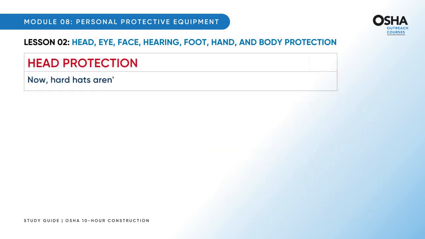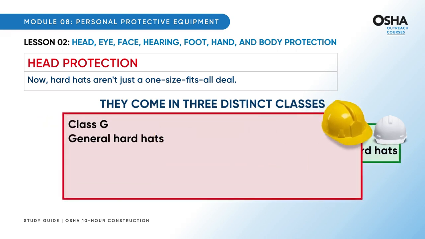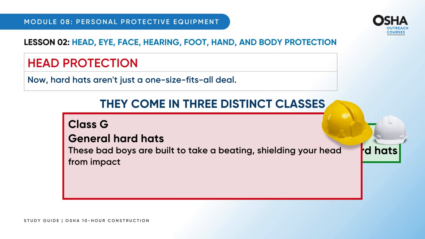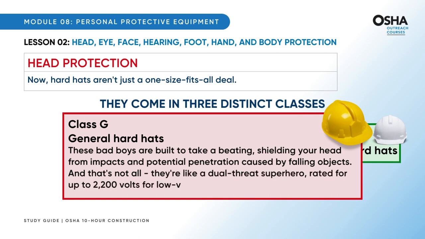Now, hard hats aren't just a one-size-fits-all deal. They come in 3 distinct classes. First up, we have Class G, also known as general hard hats. These bad boys are built to take a beating, shielding your head from impacts and potential penetration caused by falling objects. And that's not all, they're like a dual-threat superhero, rated for up to 2,200 volts for low-voltage electrical protection.